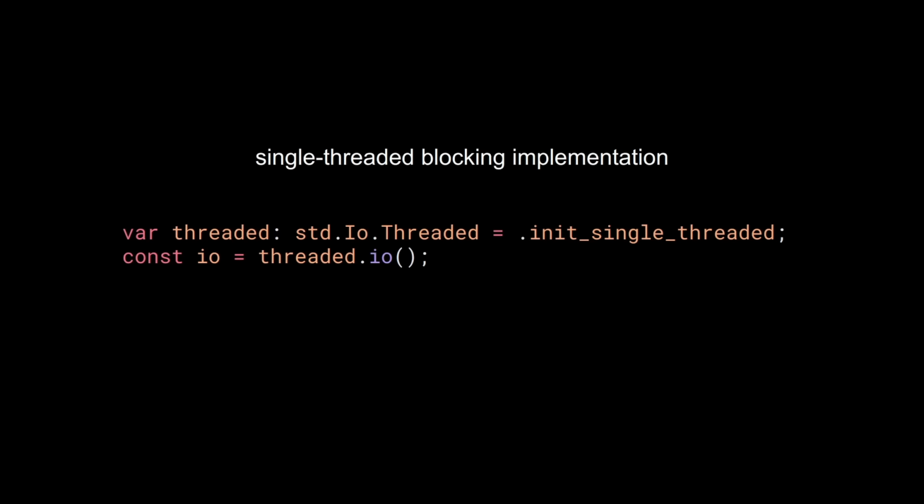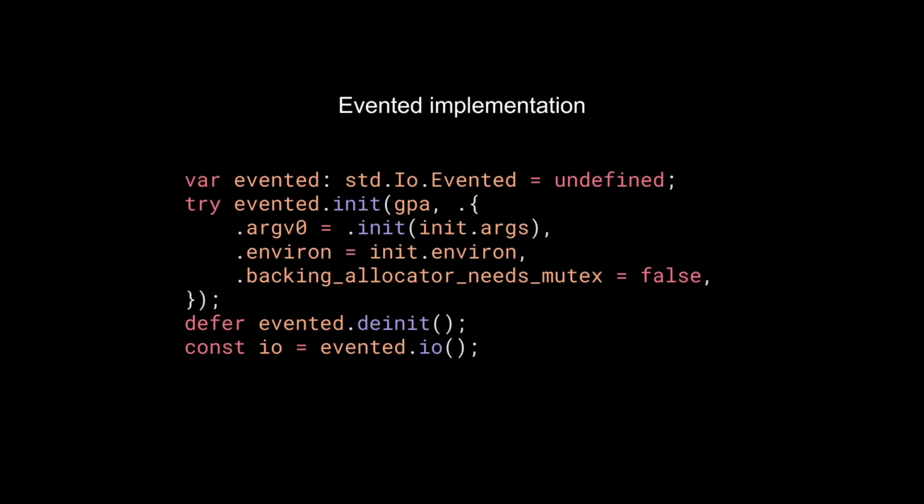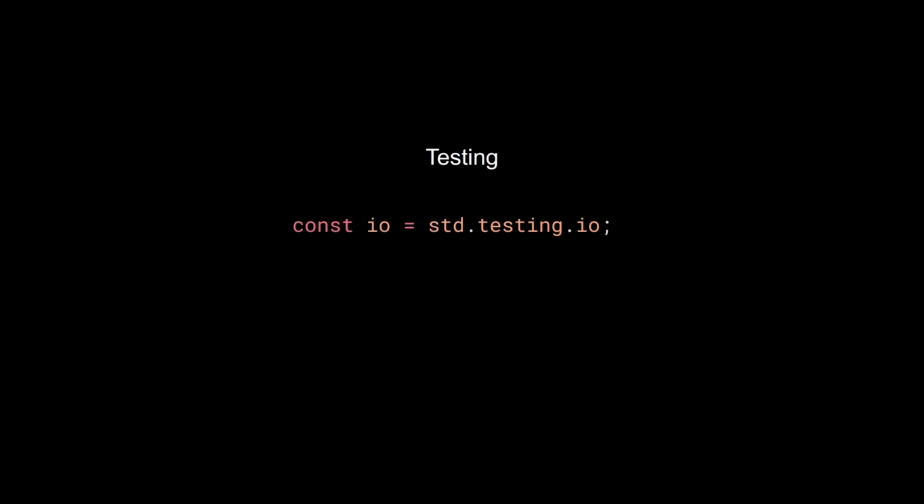If you prefer, you can use a single-threaded blocking I/O implementation by using .init_single_threaded, or you can also use the evented implementation based on I/O uring on Linux or Grand Central Dispatch on Mac OS or KQ on other operating systems. And for our test, we can use the testing I/O.